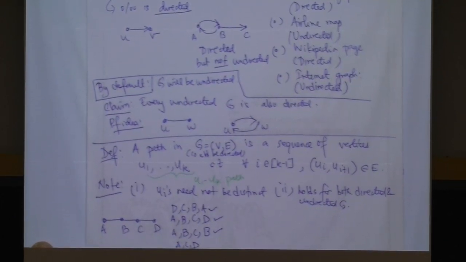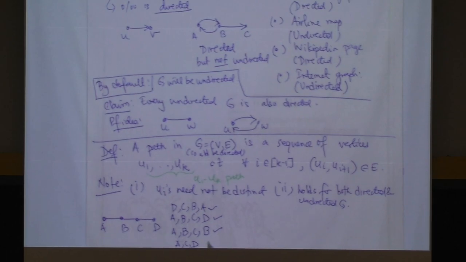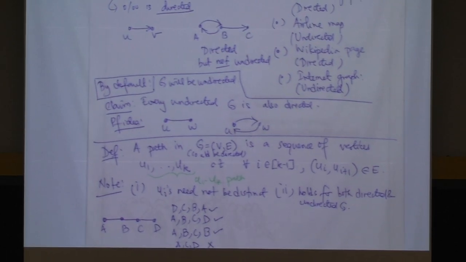Is ACD a path? No, because there's no edge between A and C. So this is not a path. So again, the crucial definition is you can go directly from the ith vertex to the i plus first vertex using one edge.